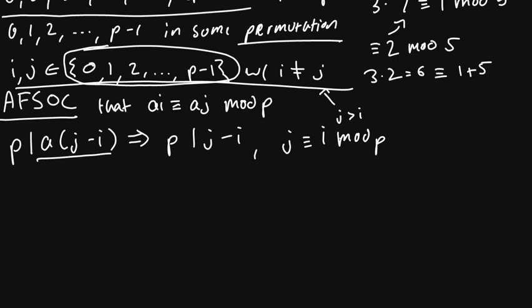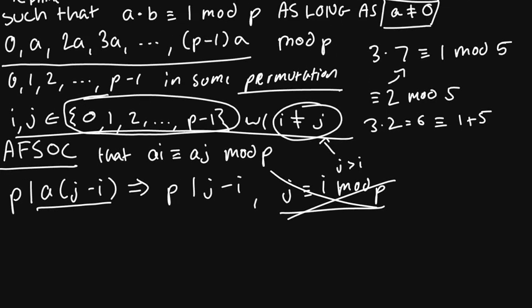So we cannot have this be true without i equals j. So this is not possible, and therefore we will never have a_i congruent to a_j mod p. This is not possible.